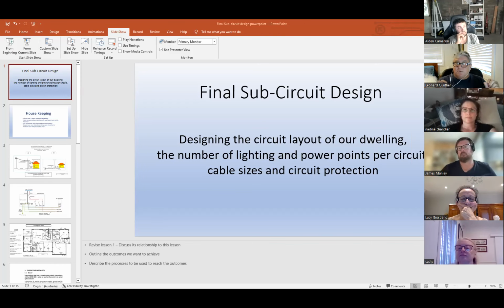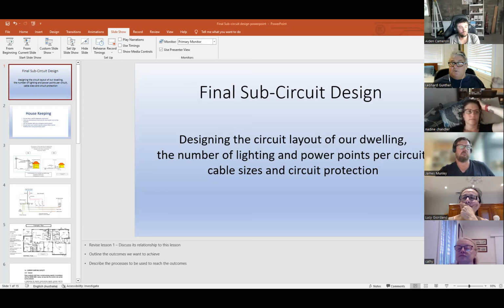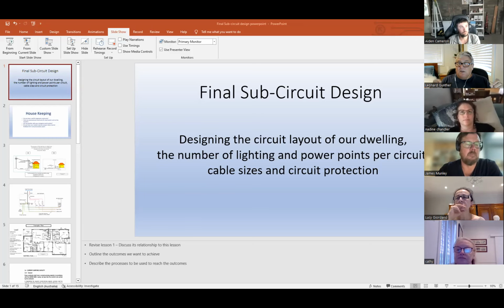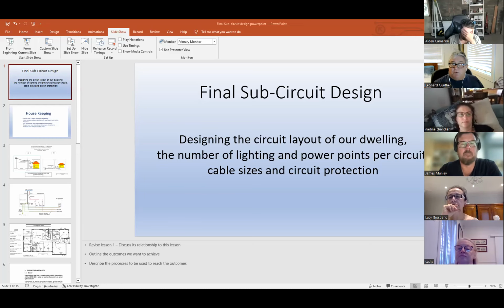When we talk about final sub-circuits, we look at our meter box, and when you go to your meter box, normally you've got fuses or circuit breakers. So they're our final sub-circuits. You've got lights, power points, power circuits, your stove, your air conditioning. They're our final sub-circuits. So tonight we're going to look at the plan that we've already looked at. We're going to work out what we're going to put on each of those circuits, what size cable we're going to use, and how we're going to protect that with our circuit breaker or a fuse or an RCD.